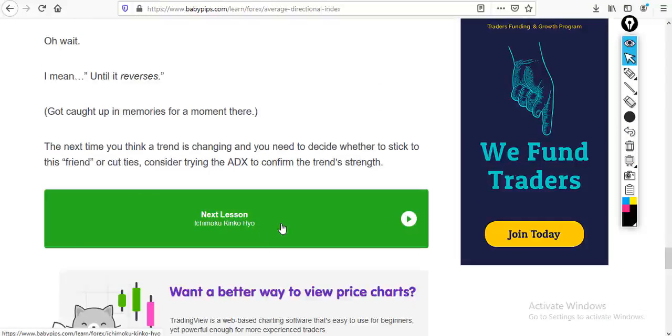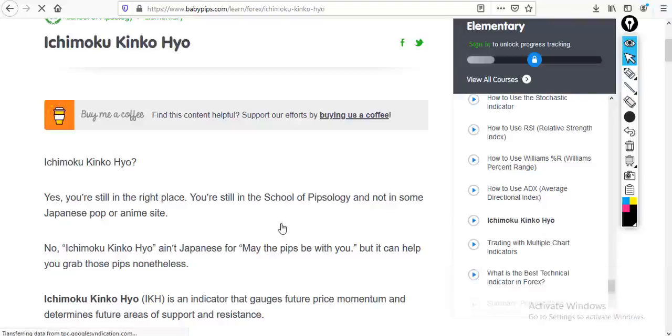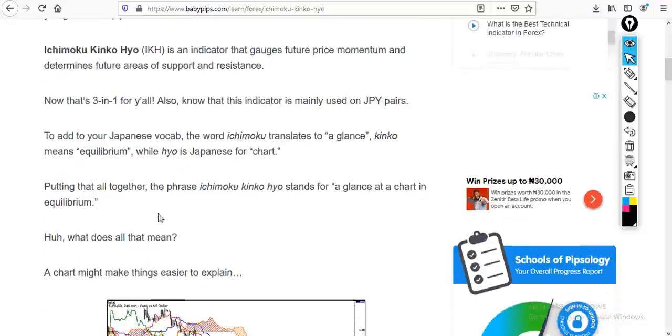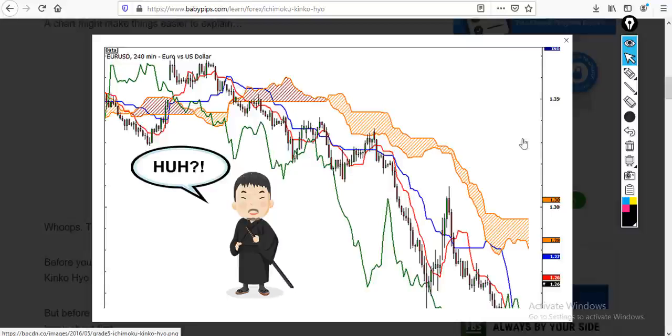Next is the Ichimoku. The Ichimoku Kinko Hyo, that's Japanese. In Japan, Ichimoku means a glance, Kinko means equilibrium, while Hyo is the Japanese word for chart. So Ichimoku Kinko Hyo means a glance at a chart in equilibrium. The Japanese brokers developed this indicator when they were using it to trade rice and other commodities.